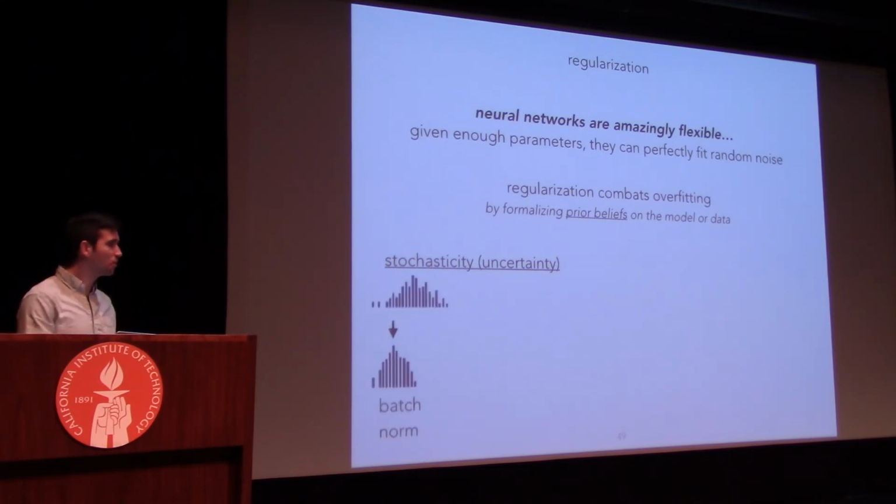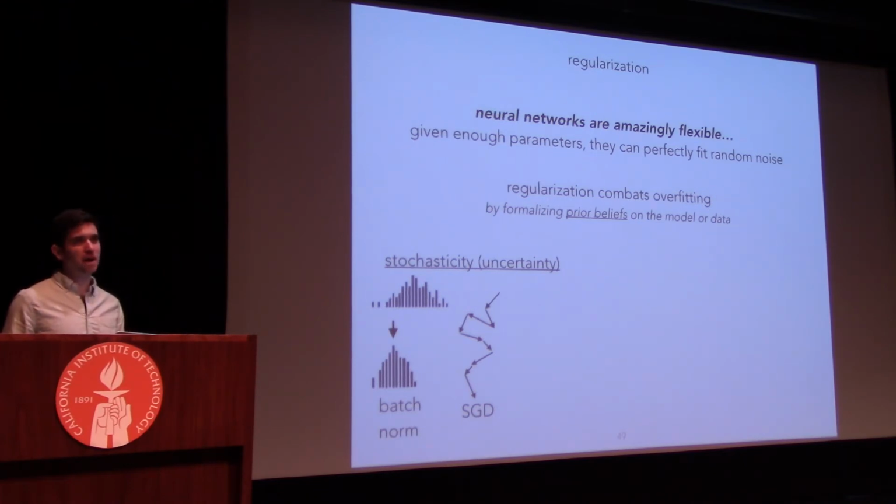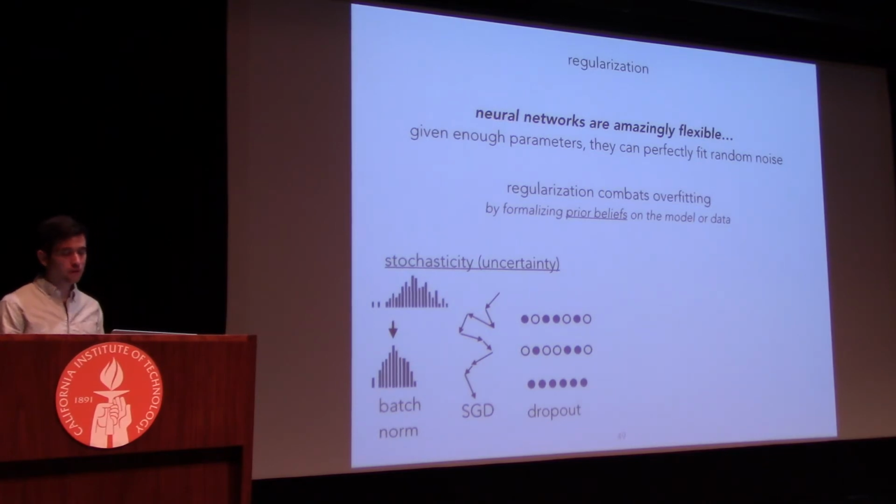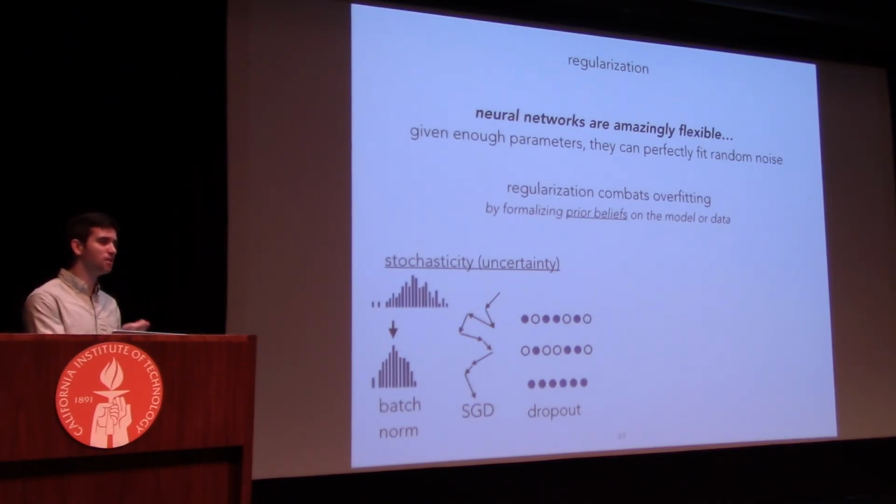So one thing that we just mentioned was batch normalization, in which we have some stochasticity based on the batch that the network is running on. Stochastic gradient descent is inherently stochastic, so you're not fitting the entire gradient with respect to the entire data set, but rather just a small batch of the data set, which you believe to be representative of the data. And another very popular one is what's called dropout, which corresponds to a Bernoulli prior on the activations of the network.